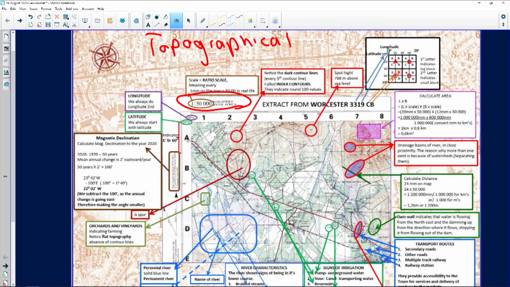The extract we're looking at is Worcester. It's in the Western Cape province, and then there's sets of information over there, 3319 CB, and I'll explain that to you in a bit. Furthermore, we look at latitude and longitude. That's the first 3 topics I'm going to discuss with you.